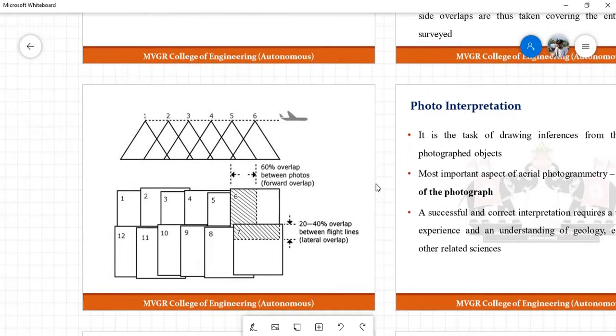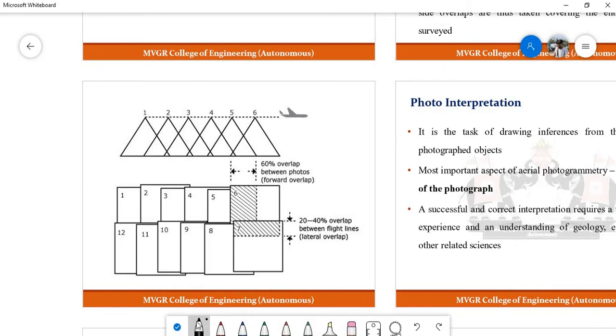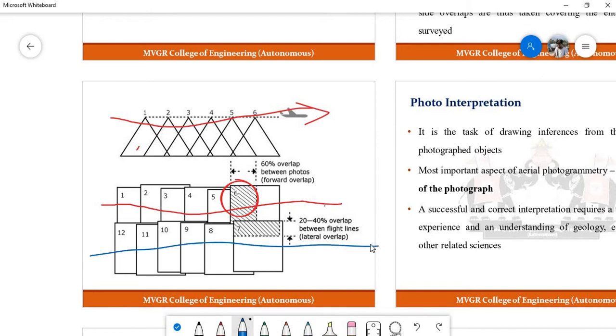If you see this overlap, whenever the flight is going like this, these are the ways it will capture the photographs. This is called longitudinal overlap, between two photographs in the same flight trip. Whenever the flight is going in the other direction, again there is an overlap between the previous flight trip and now. This is called lateral overlap or side overlap.